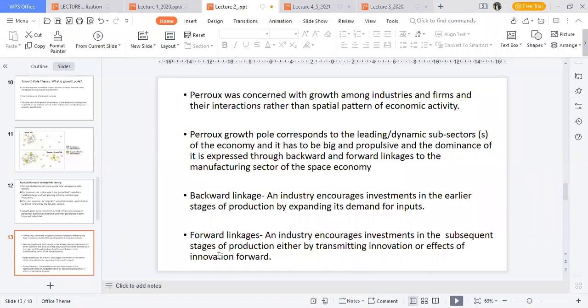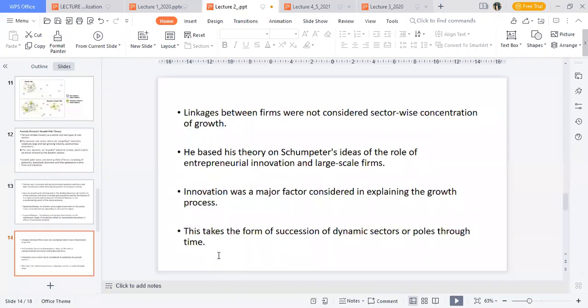The backward linkage is where the smaller firm starts to supply raw materials to the bigger industry. The bigger industry takes it. And as time goes on, we expect that there will be ideas of innovation that will come and trickle down to the smaller industry. Of course, it doesn't happen. Okay.